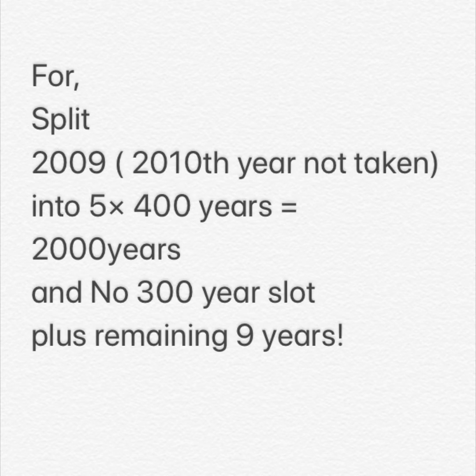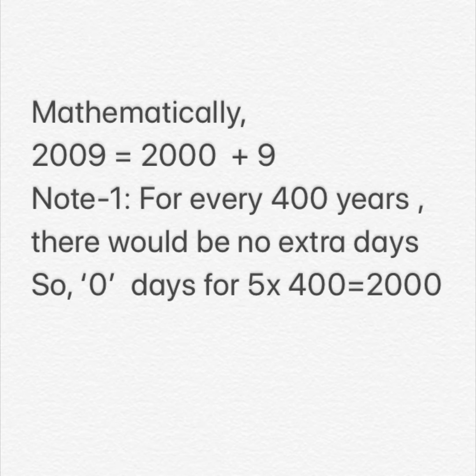Let's see what happens when we split 2009 years. The 2010th year, that is the 10th year, is not taken, right? This is split into 5 400-year slots, totaling 2000 years. After 2000 years have been split into 400 years, there is no chance of getting a 300-year slot, plus the remaining 9 years. Mathematically, 2009 is split into 5 400 years, meaning 2000 years, plus 9 years.